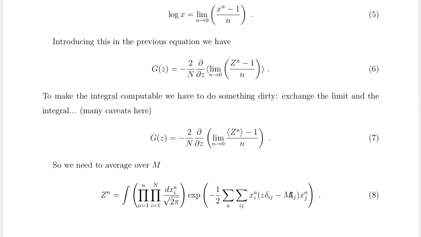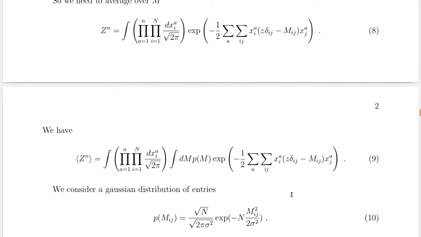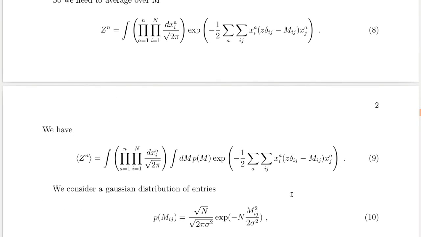It's an integral of an exponential of m. So now we can average over m, and the quantity we want to compute is this average here. What you see is that going from 8 to 9, we have exchanged the order of the integration, and we are averaging over m.